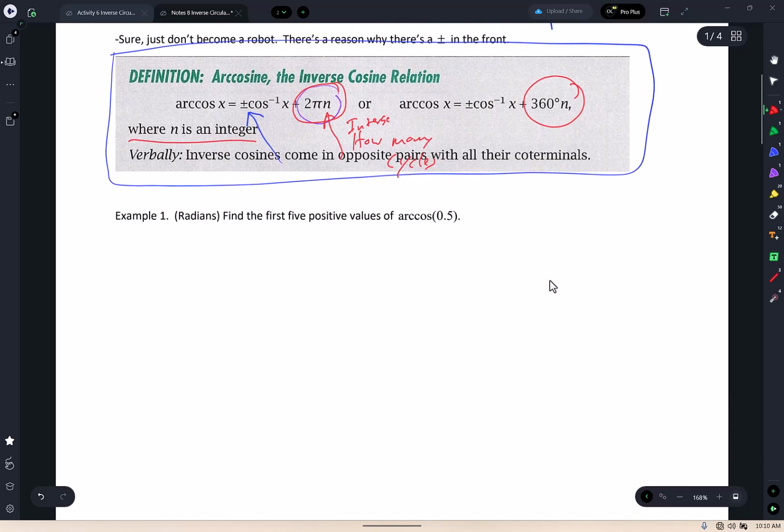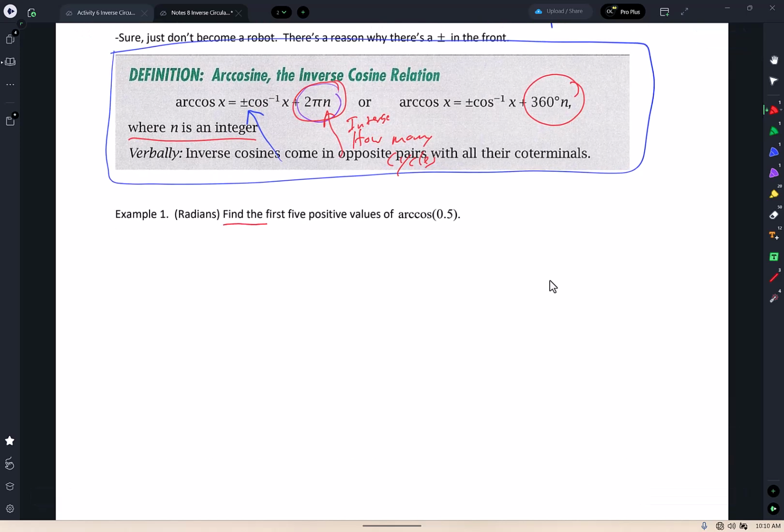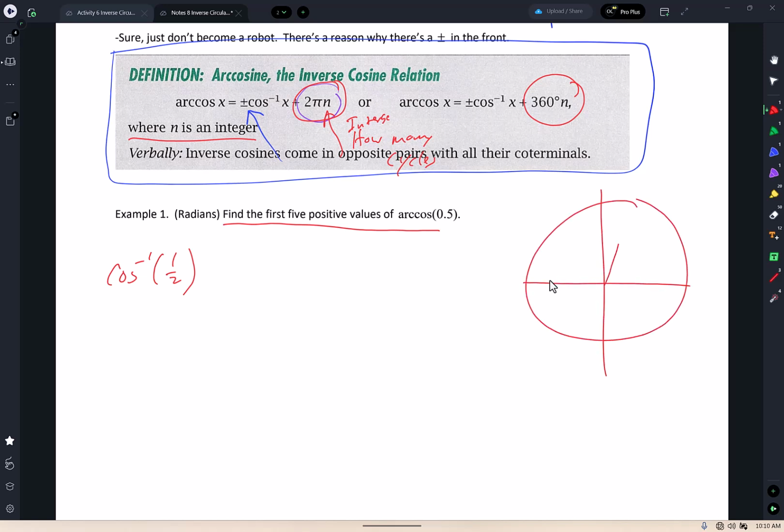All right, here's our first test. Are you guys ready? I want the first 5 positive values of arc cosine of a half. So I'm going to write arc cosine of 1/2, and we're going to do it just with brute strength. This is just the example we just had. I'm going to start at x equals 0, or my angle equals 0. The very first one, where cosine is a half, is at what radian? Pi over 3. Good job.